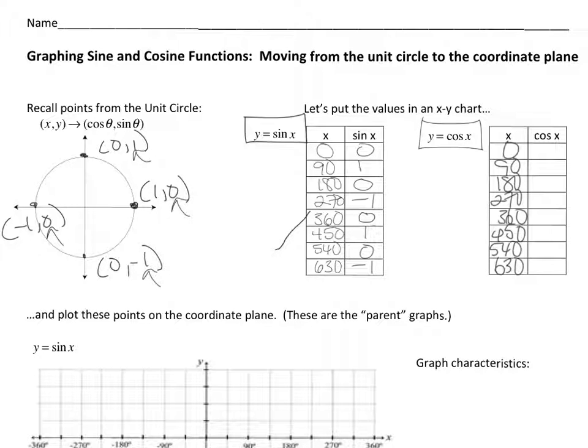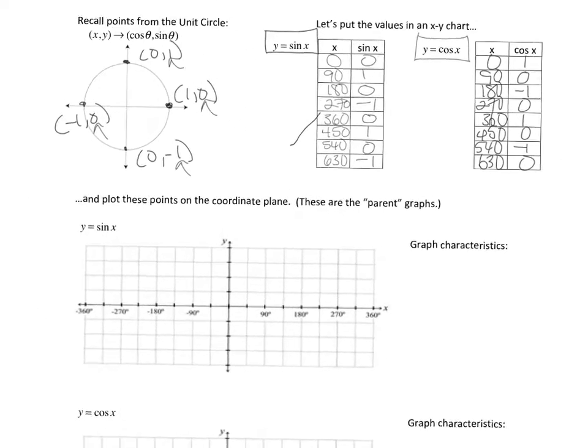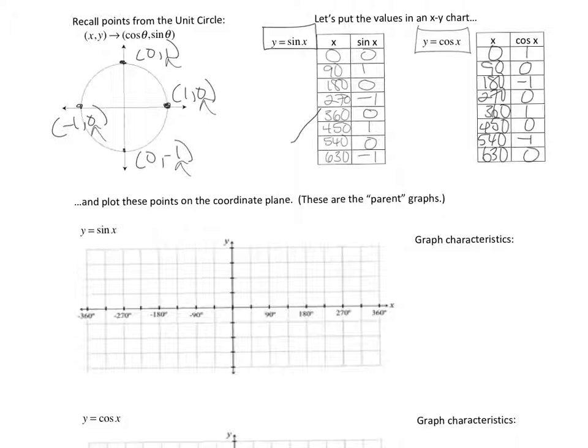So the cosine of 0 is 1, the cosine of 90 is 0, at 180 we have an x-coordinate of negative 1. At 270, we're at 0. And here we're going back around the circle, so these points just keep repeating. So now what we're going to do is take these points from the xy chart and plot them on the coordinate plane. So this is sine, so we're going to look at our first xy chart and plot our points.